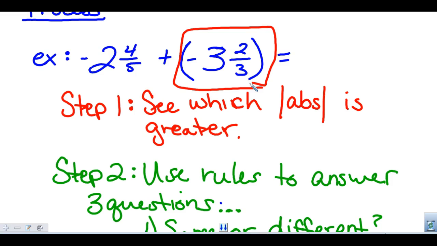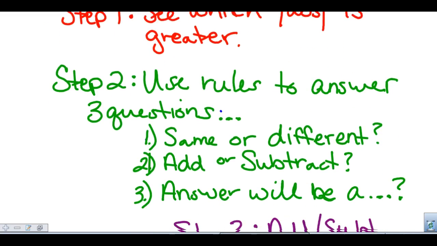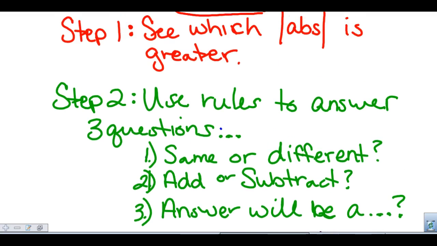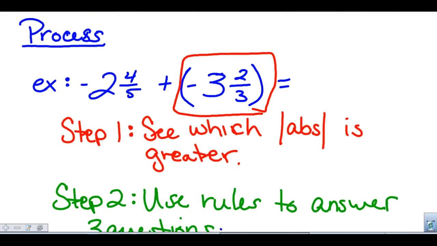Step 2 then will be to use 3 questions to help guide us to figure out the answer and kind of deal with those negatives right away. So first we're going to ask ourselves, do we have the same sign or are they different signs? If they're the same, then we need to know we're adding. If they're different, we need to know we're going to subtract them. And then we need to think about, what is my answer going to be? Is it going to be a positive or a negative value?